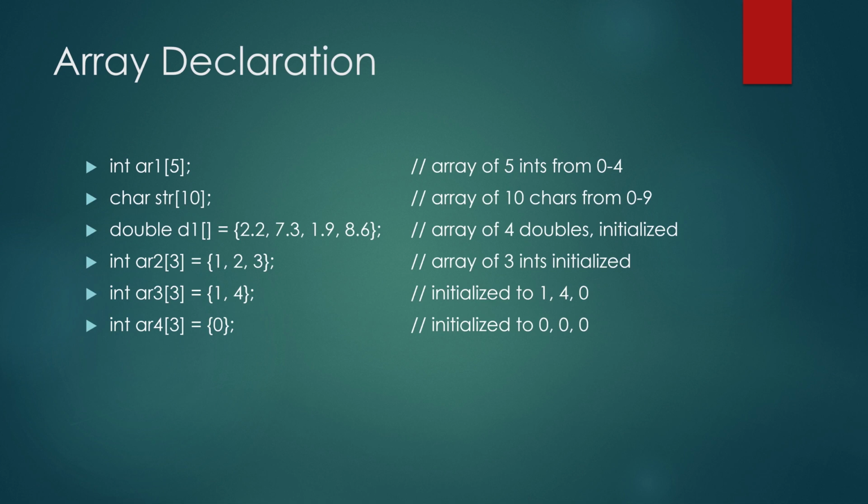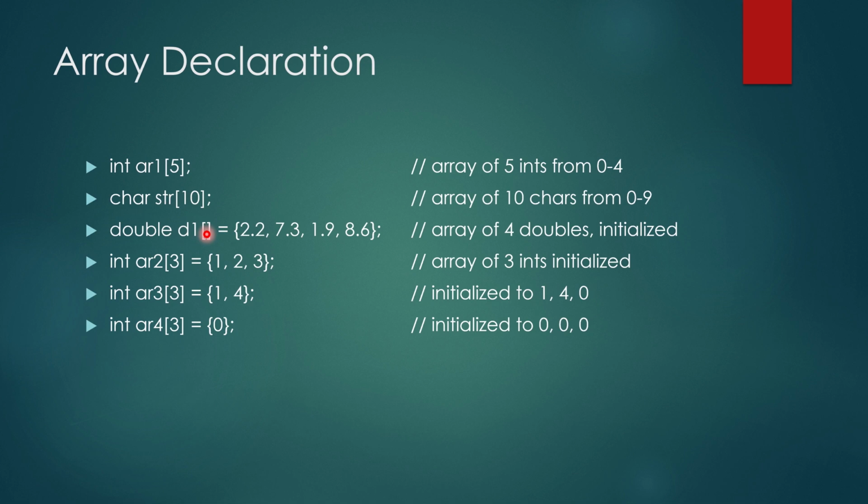Now we can declare arrays like this. We specify the type of the array, followed by the name of the array, followed by the number of values it can contain in square brackets. So this is saying I'm creating an integer array of 5 members called AR1. Here, we're declaring a character array of 10 members called STR. Here's a double array called D1.